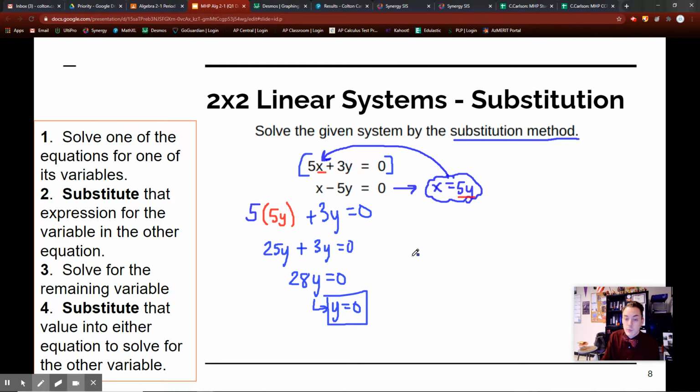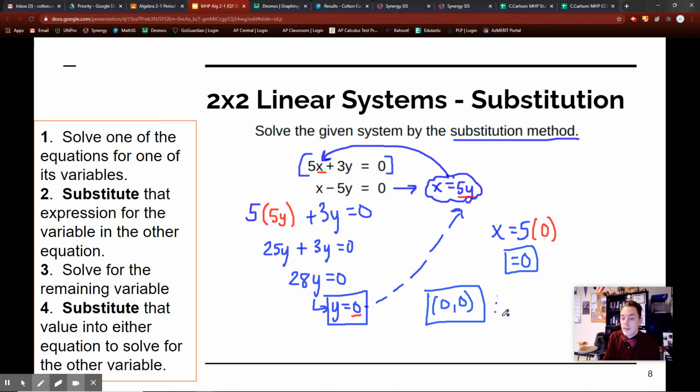Okay, now what do I do? Well, now I take that 0 and I plug it in, perhaps, to this. I want to find what x is, right? And this says x equals. So now what I can do is just x equals 5, and then I'm plugging in, again, what y equals. So 5 times 0. My red here is the substitution. And of course, when I multiply this out, this equals 0. So my final answer is 0 for x, comma 0 for y. This is my final answer.